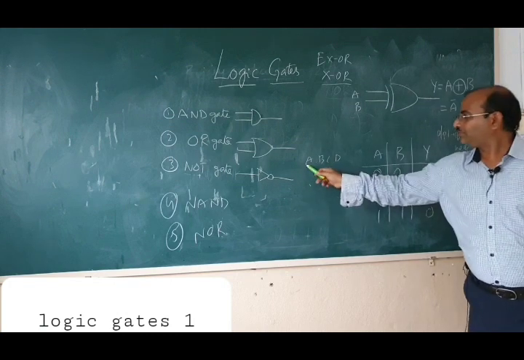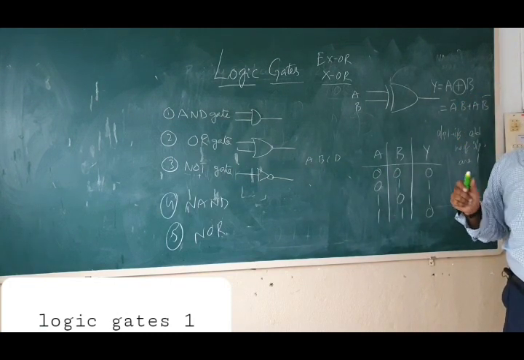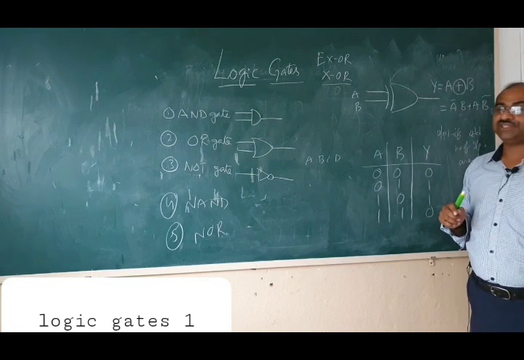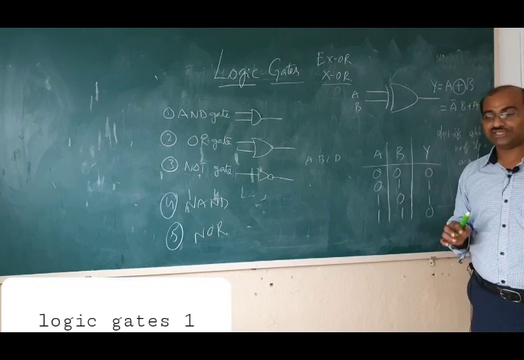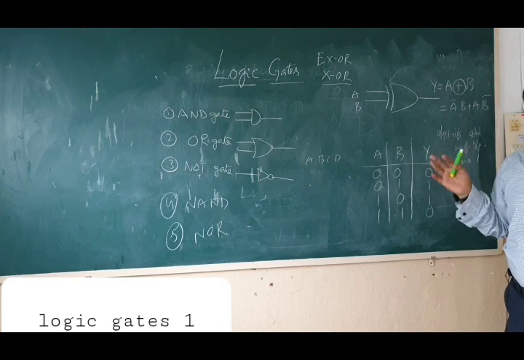So if you are having 4 inputs, A is equal to B is equal to C is equal to D is equal to 1, so 4 is even, output is 0. A, B, C 1, D is 0, output is 1. A is 0, B, C, D 1, output is 1. Or A is 1, remaining are 0, output is 1.